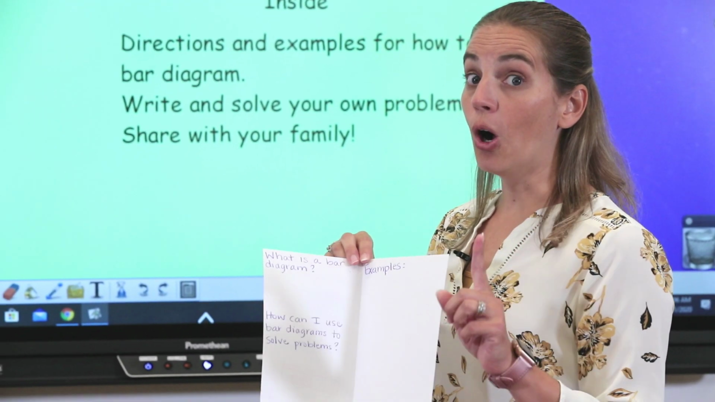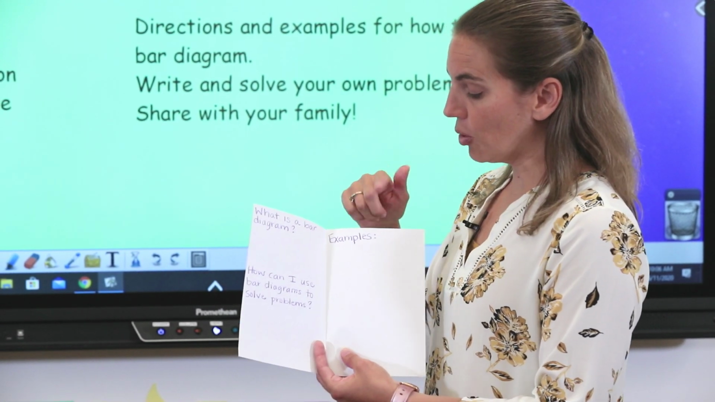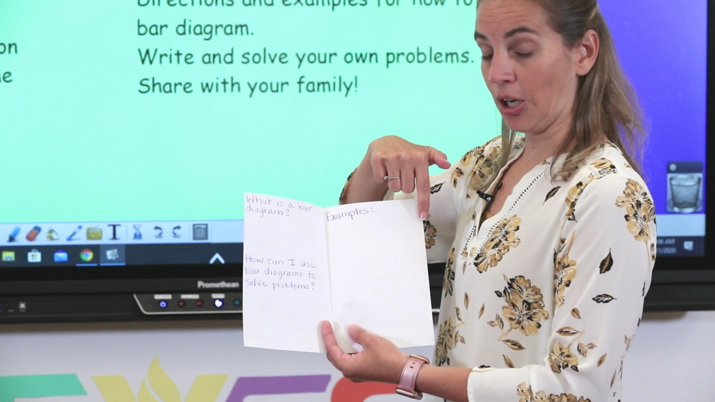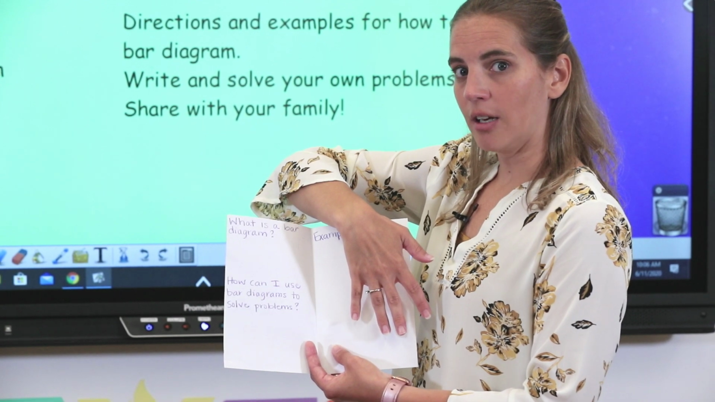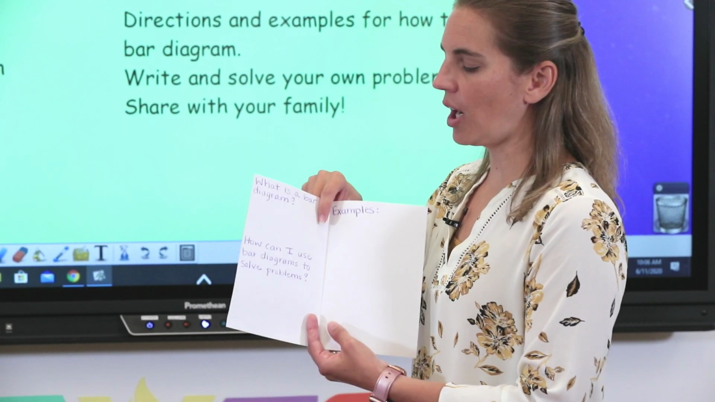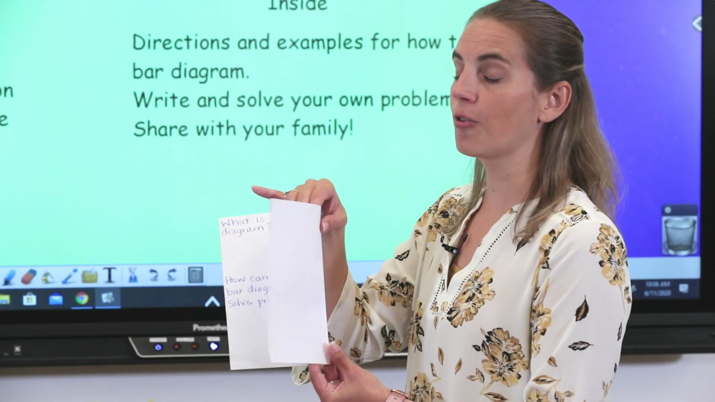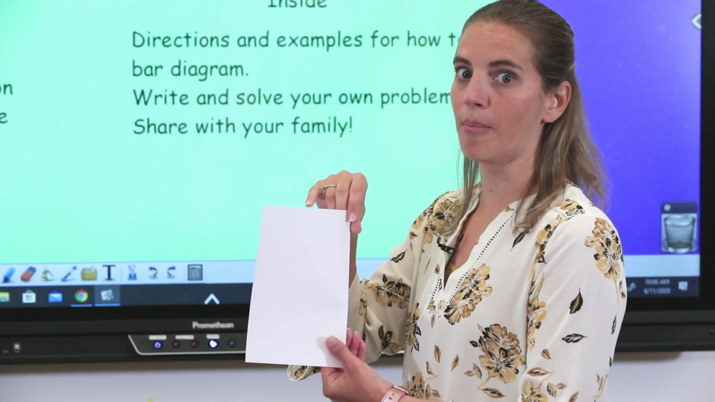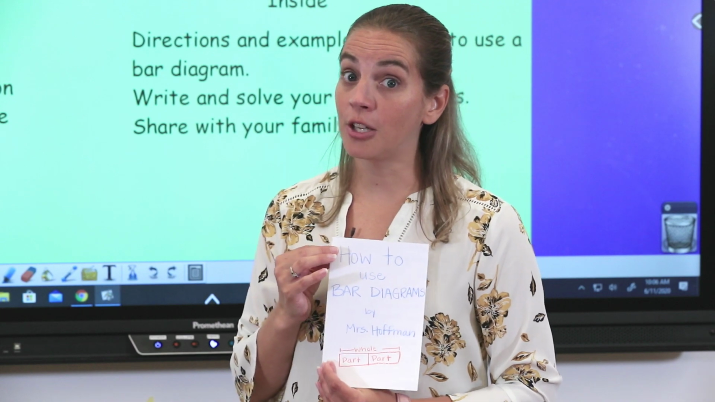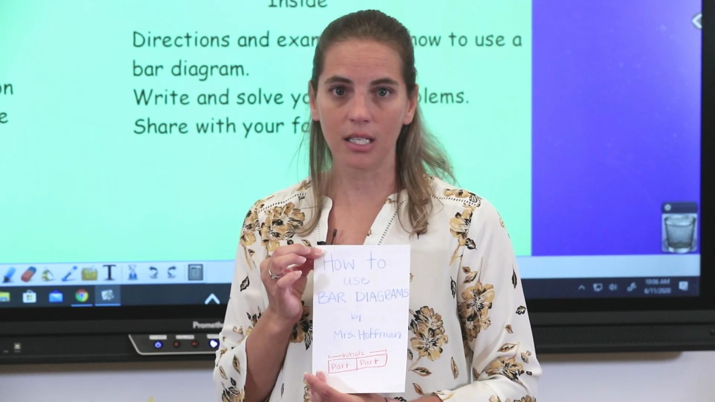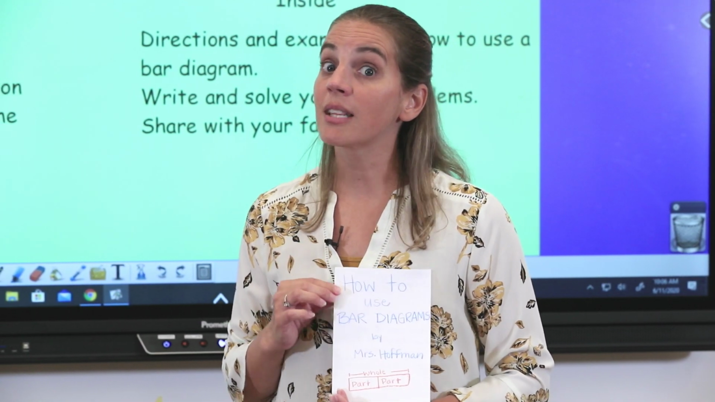And then this is the hardest part. You're going to make up your own word problem. Your job is to write your word problem here, have your family answer it, but just to make sure you've got it on the back, you're going to solve the problem that you created. That way your friends and family can check their answer on the back. This can be a lot of fun. You can be really creative, make it nice and colorful, but remember you have to use lots of details in your writing.